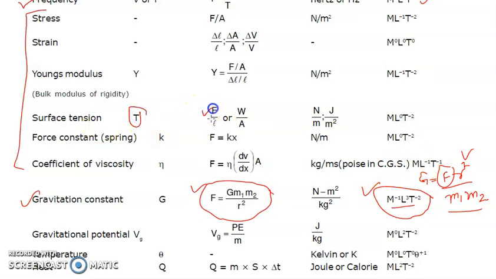Apart from that, we have surface tension. Surface tension is force acting per unit length. We already know the formula for force and length, so it would be MLT^-2 upon L. This would be MT^-2.